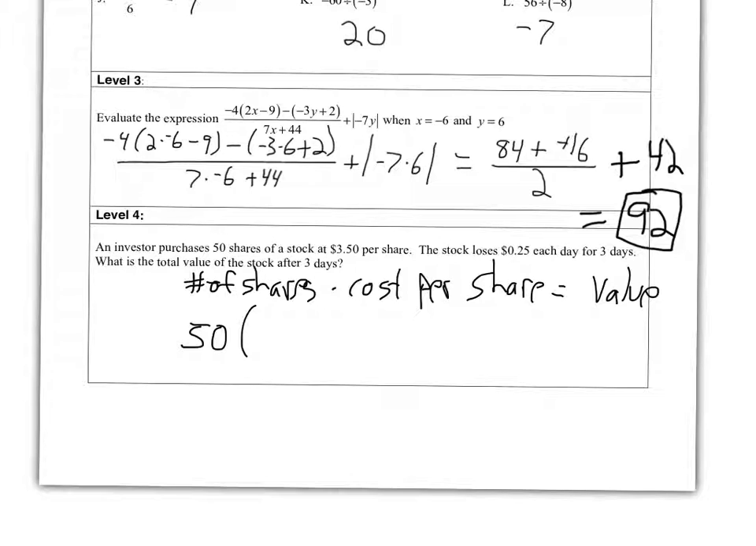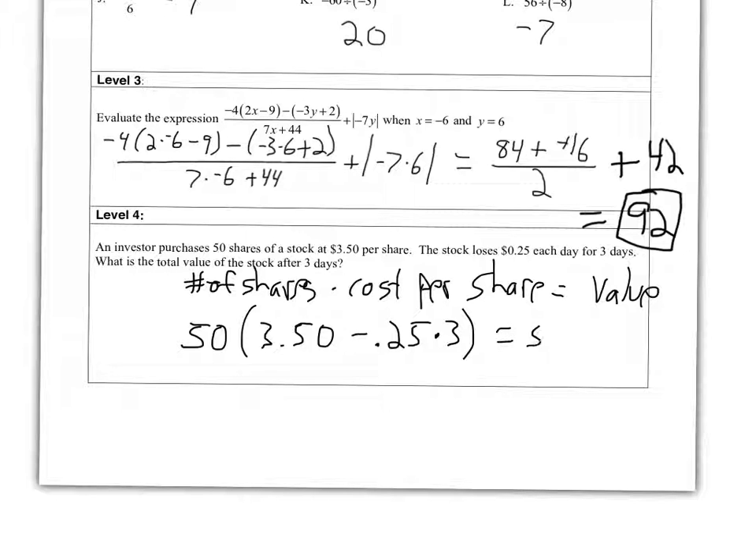Initially our cost per share was $3.50, but it's been losing money. It's been losing 25 cents every day for 3 days, so I want to subtract 25 cents 3 times. So now I've got to follow the order of operations. 25 cents times 3 is 75 cents, and $3.50 take away 75 cents is $2.75.